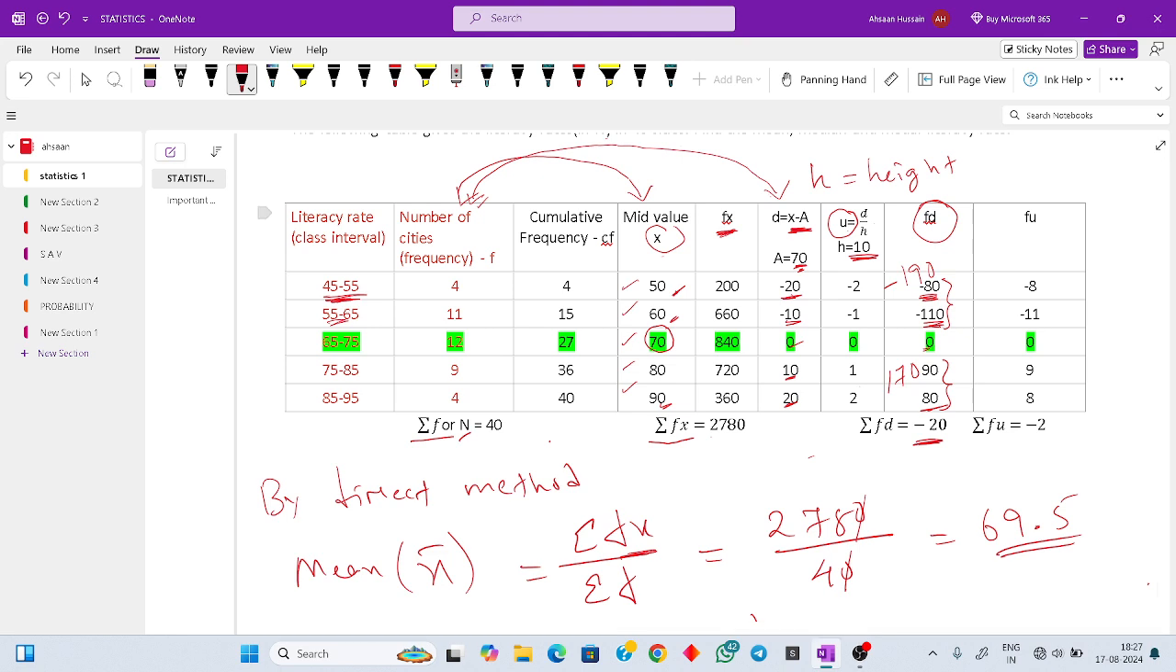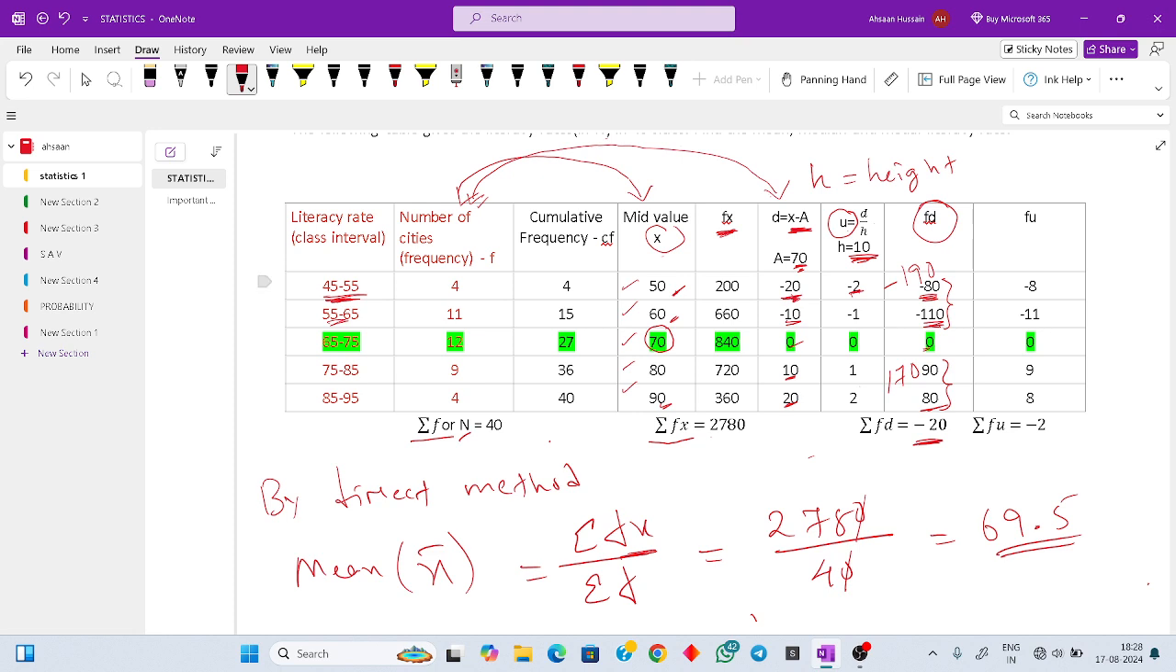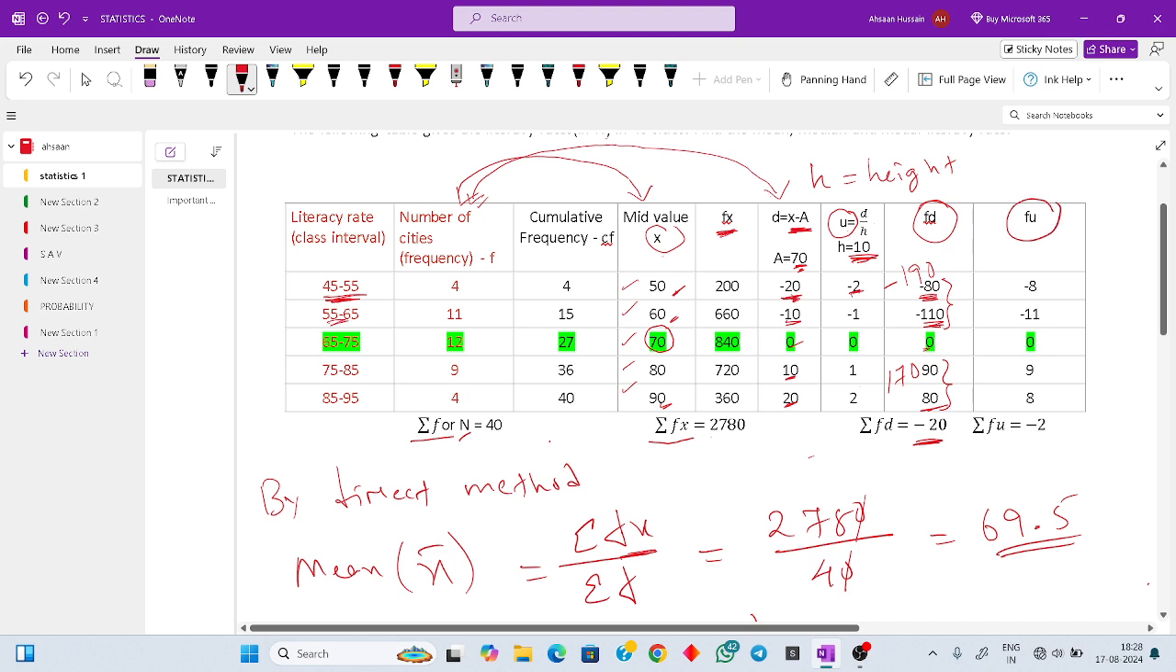Okay. Now divide the value of d by 10. So the first value of d is minus 20. Minus 20 divided by 10 will give minus 2. Similarly, minus 10 divided by 10 will give minus 1. And 0 divided by 10 will give 0. 10 divided by 10 will give 1. And 20 divided by 10 will give 2. Okay. Now this column of u is not important itself. We need to find the fu, that means f multiplied by u.